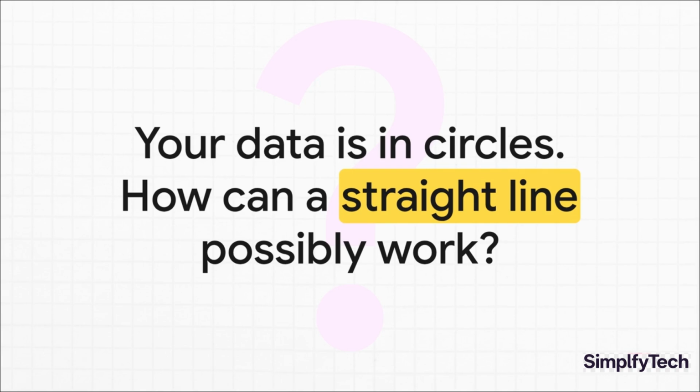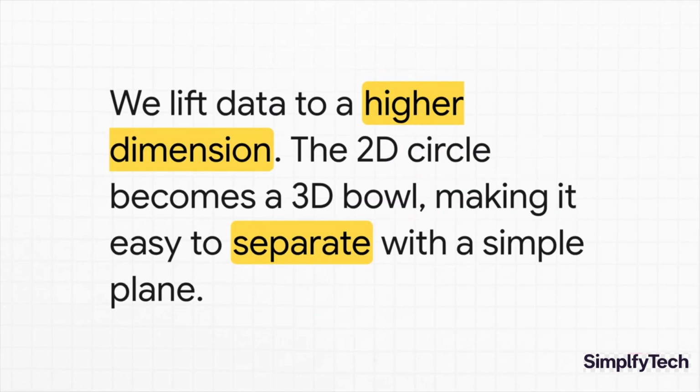But it's also where SVMs really start to show off. So how do we solve this? This is the absolute genius of the kernel trick. Instead of trying to draw some crazy curvy line in 2 dimensions, the SVM uses a mathematical trick to project the data into a higher dimension. That impossible 2D circle, it suddenly becomes a simple 3D bowl.